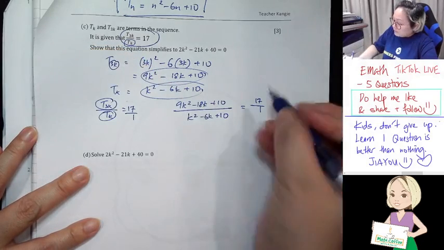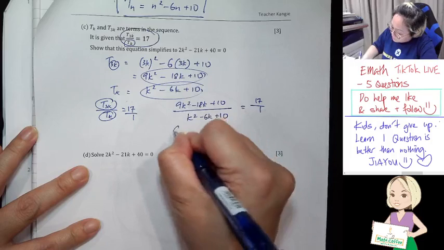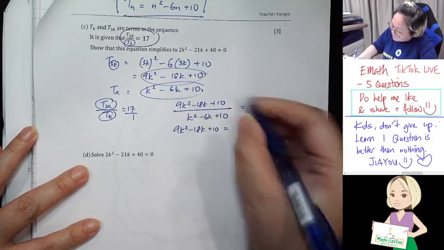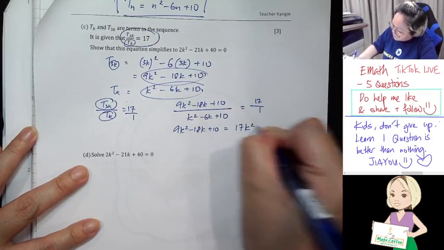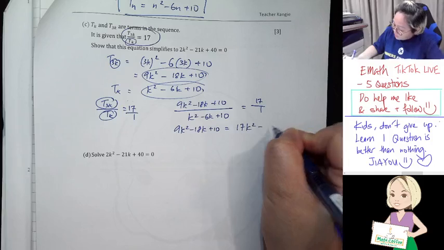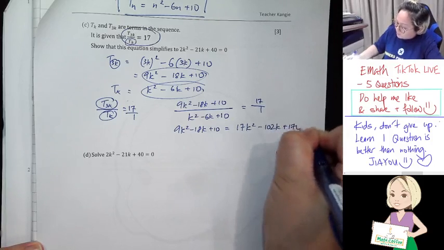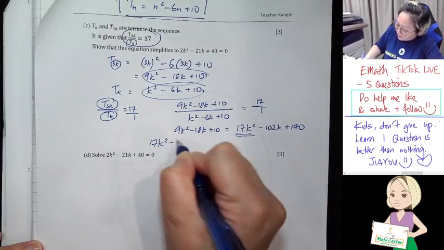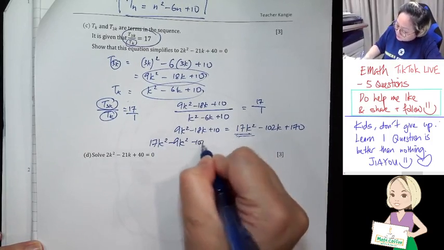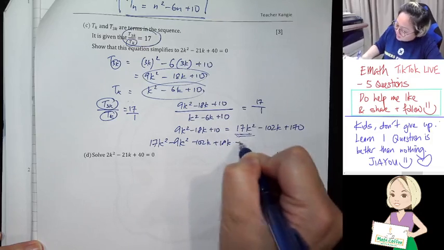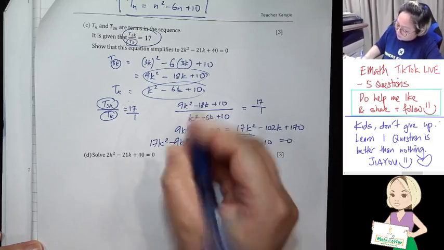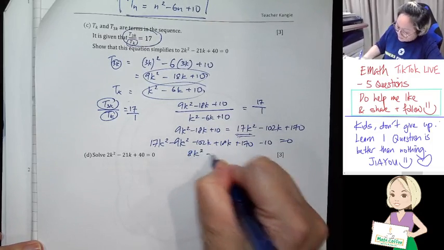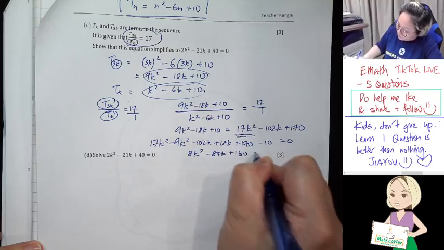Okay, so then after that, cross multiply. So it will be 9K square minus 18K plus 10 equals, this one rainbow, 17K square minus 102K plus 170. Everything, I'm going to make this positive. So I put it as 17K square minus 9K square minus 102K plus 18K plus 170 minus 10 equals 0. When I simplify, I get 8K square minus 84K plus 160 equals 0.